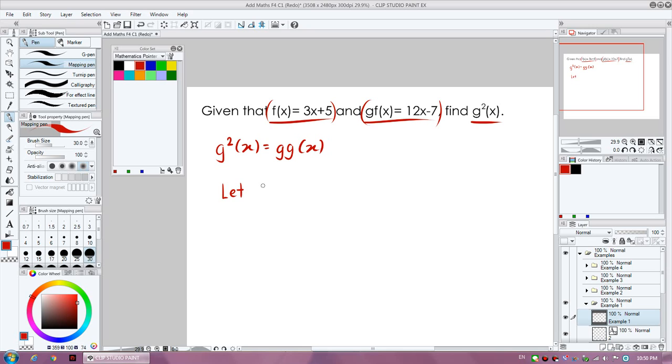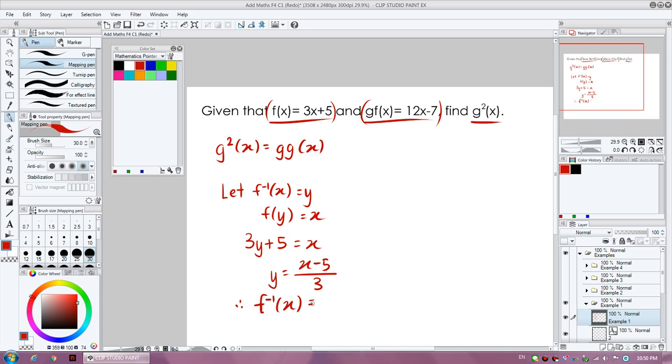So let's say that the inverse function of x equals y. It's the same as what I taught in the past video. I'll be substituting x with y, so 3y plus 5 equals x, and now I need to find y, so y is x minus 5, and I move the 3 over, so it's over 3. Hence f negative 1, the inverse function for f, will be x minus 5 over 3.